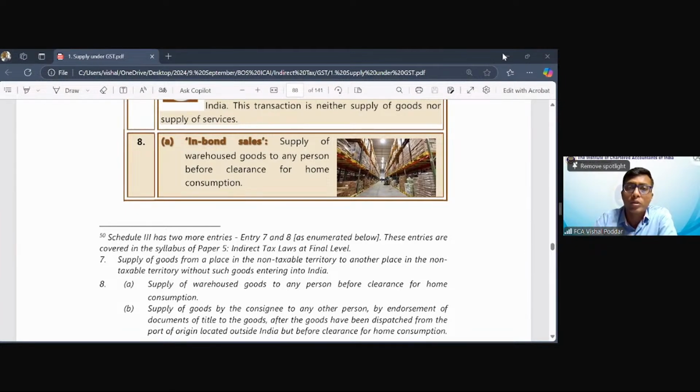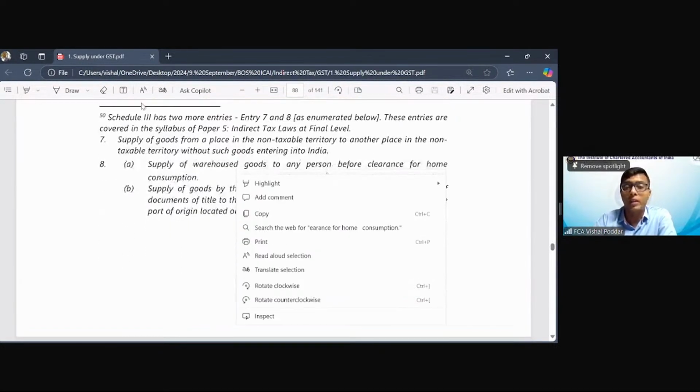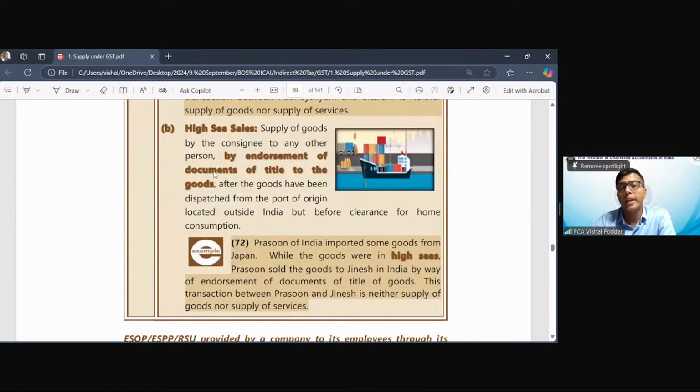Now when I sell you the goods which are in custom warehouse, as per para 8a, it will be treated as no supply. And that is correct because what is kept in custom warehouse is treated as if it is not in India. And if it is not in India, there will be no GST applicable. And then 8b covers high sea sales.